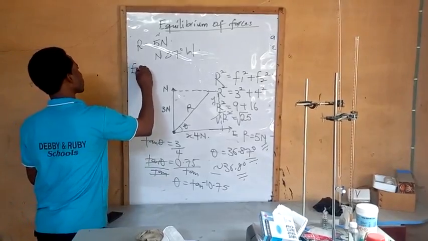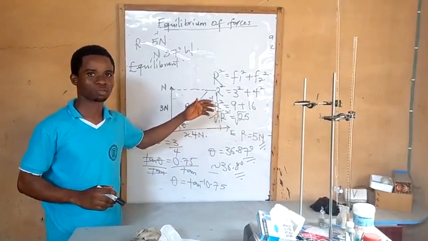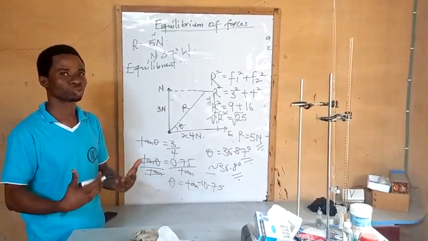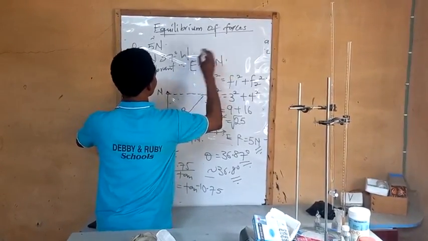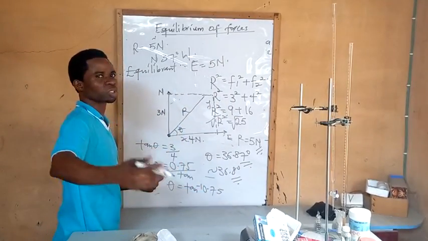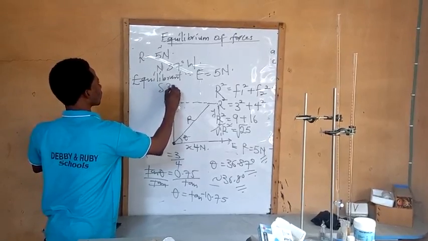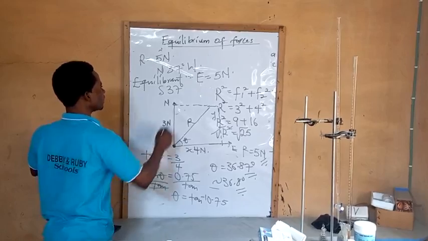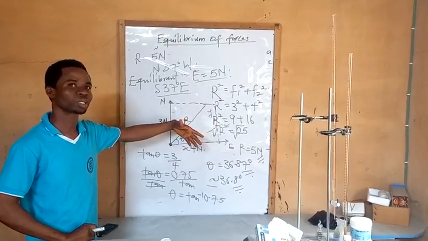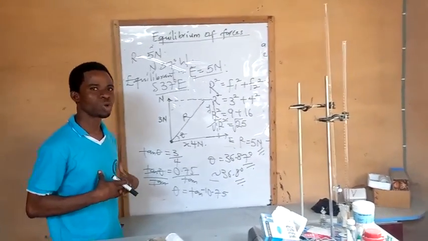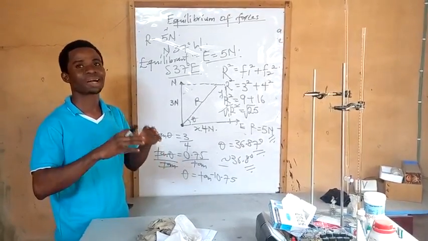Now, what is the equilibrant? I told you that equilibrant, according to the definitions and explanations, is always the same in magnitude as the resultant. That means equilibrant E is also 5 Newton, but in the opposite direction. If this one is north, what's the opposite of north? South 37 degree. If this one is east, what's the opposite of east? West. So that is the equilibrant. That means equilibrant is always the same in magnitude as the resultant, but in the opposite direction, and is a force that counterbalances other forces.